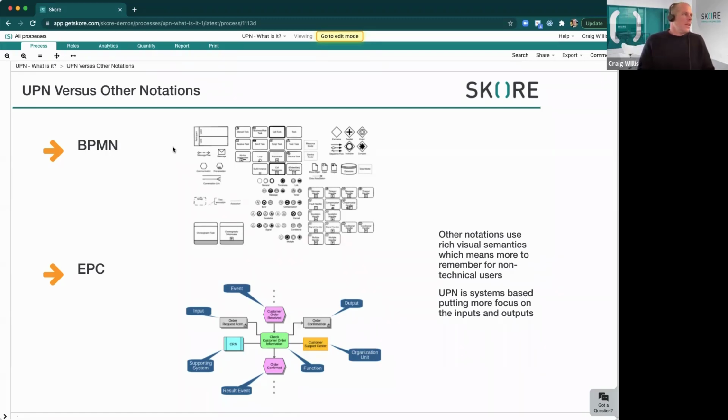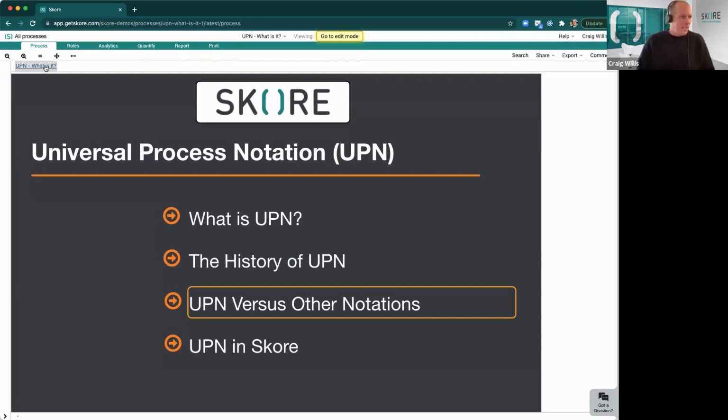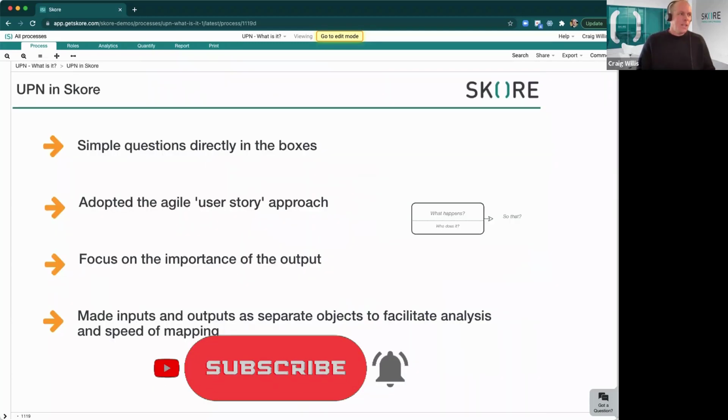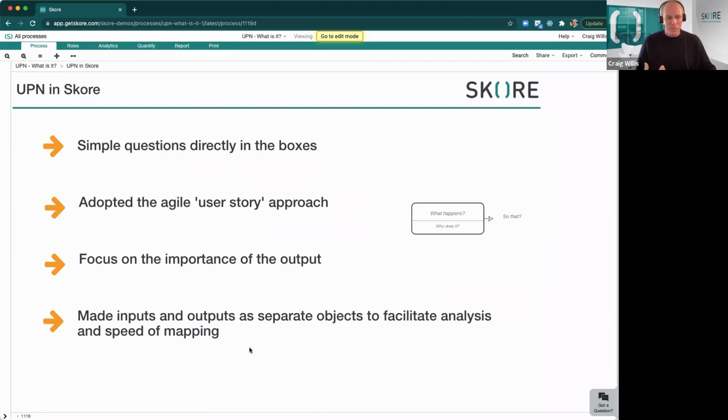Okay, and then I'm going to move on to how UPN has been adopted and developed in Skore. One of the things we really wanted to do, while we found UPN an incredibly powerful approach to mapping processes, was to simplify it further to some extent, to make it even easier for people to pick up, adopt, and use within organizations.